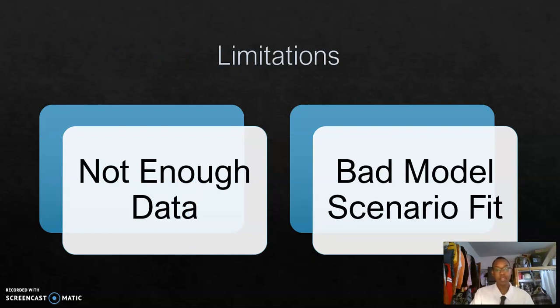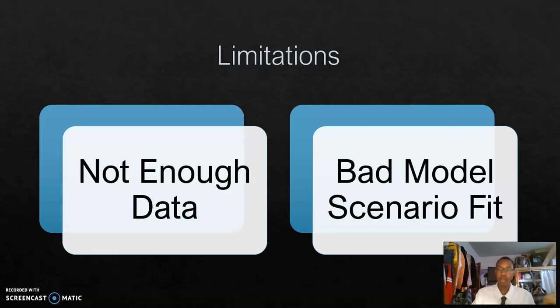And so in my limitations, I found that I didn't have enough data, and also I had a bad model fit. The amount of data I had was limiting in that I don't have the actual amount of people who have the virus. I only have the amount of people who have been proven to have the virus after being tested.